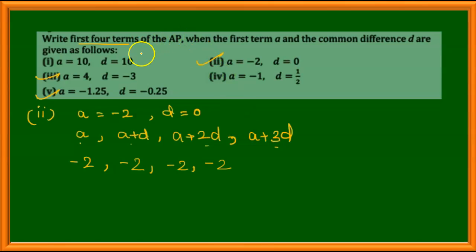It is not a finite term, it will go ahead, right? It's not given finite, okay? So you are asked to write only the first 4 terms, so you can write only 4 terms, correct? And you can leave it like that.